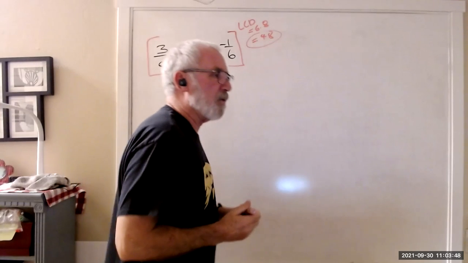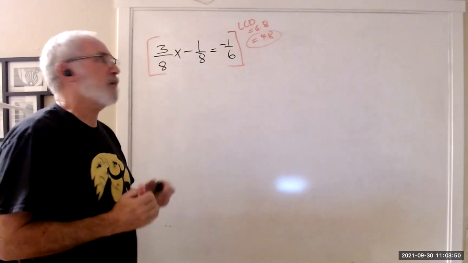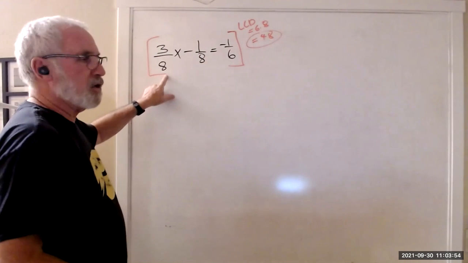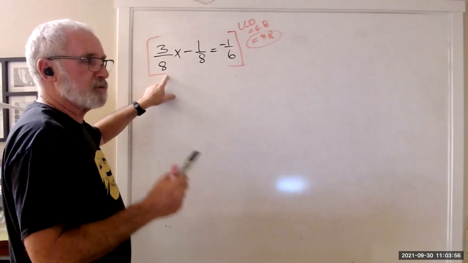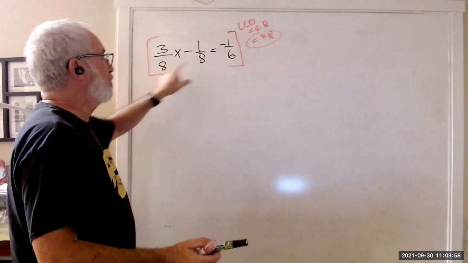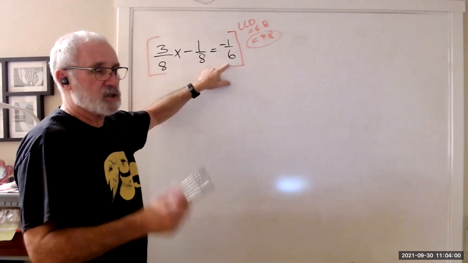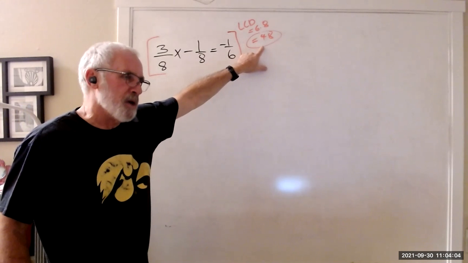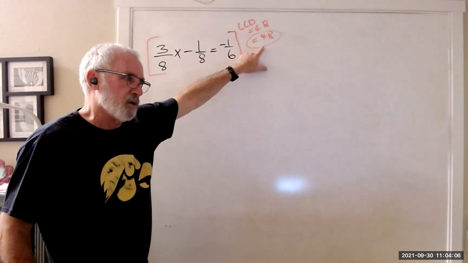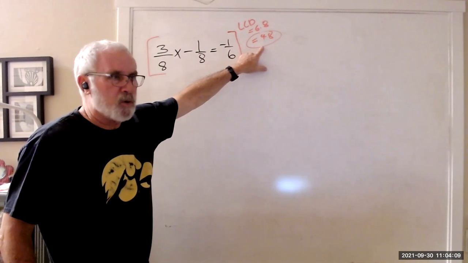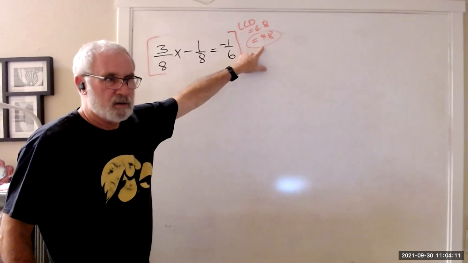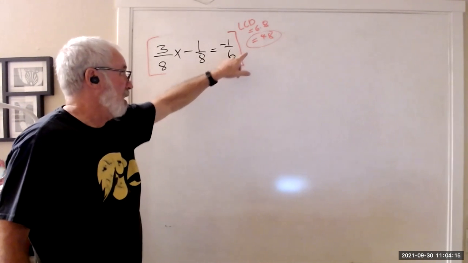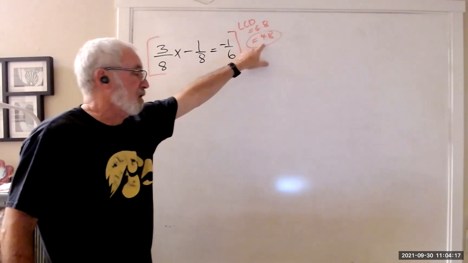Now it turns out there's an easier way to do it, and that would be 24. Because in your times tables, does 8 go into 24? Yeah, 8 times 3 is 24. Does 6 go into 24? Yeah, 6 times 4 is 24. So 24 would be a smaller number, but 48 will work just as well. So the easiest way to do it is to say 6 times 8 is 48.